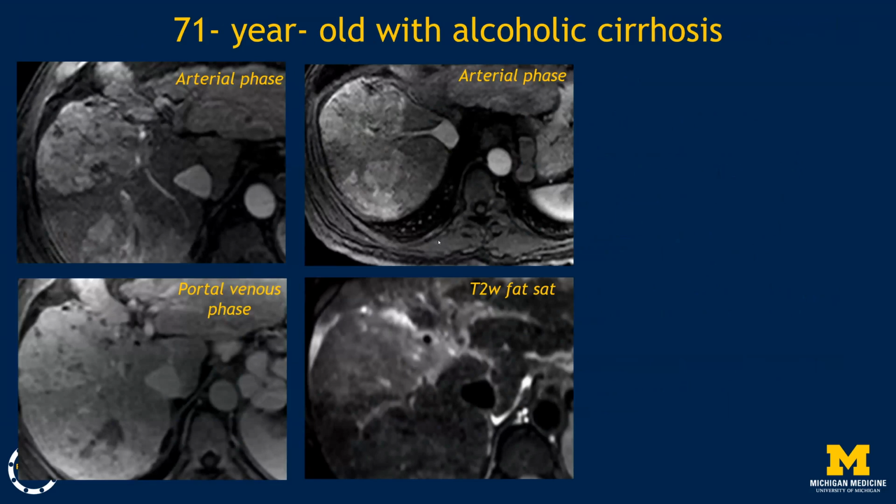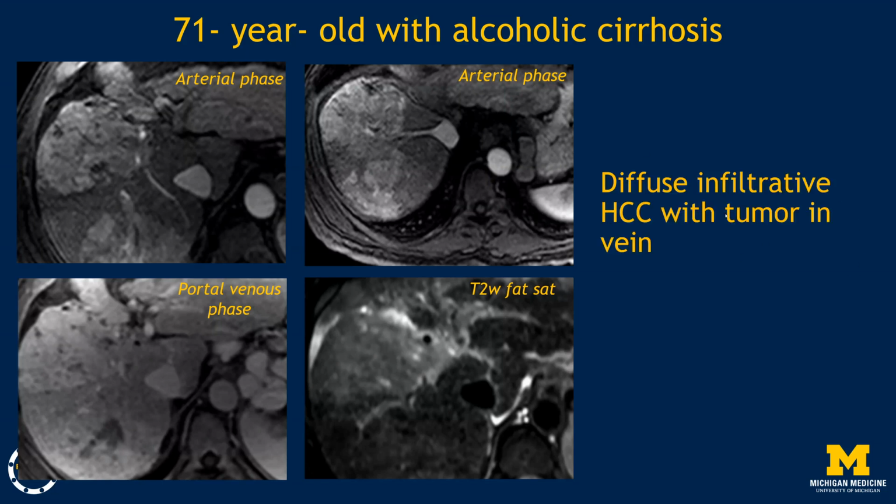Here we have a 71-year-old with alcoholic cirrhosis. You can see we have large areas of ill-defined heterogeneous arterial phase hyperenhancement. On our T2 phase, you can see there is moderate T2 weighted hyperintensity. However, on our portal venous phase, there are areas that are still retaining contrast in our hyperenhancement, but there's a tubular infiltrative appearance of hypoenhancing signal. So this is a classic characteristic of diffuse infiltrative HCC with tumor in vein.